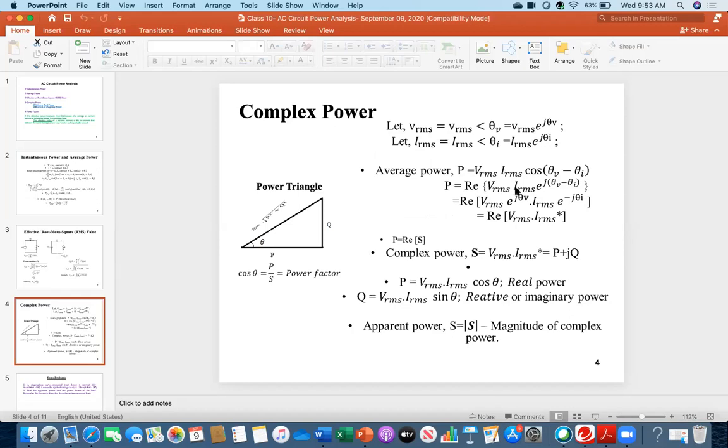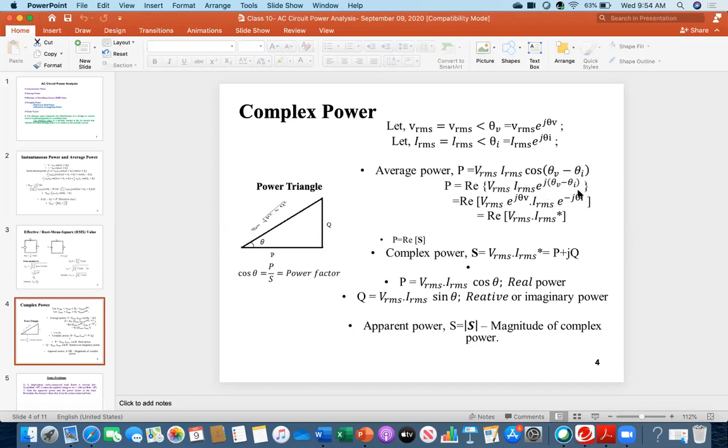Now everybody, how can I write this thing? Look, P equals real of VRMS IRMS e to the power j (theta V minus theta I). Because my previous line, the first line, was cosine of theta V minus theta I. So if I express it in exponential form, e to the power j (theta V minus theta I), you will get cosine theta plus j sine theta. That's why I have written real of this. Everybody, could you follow what I am saying?